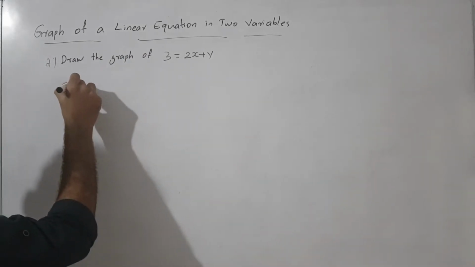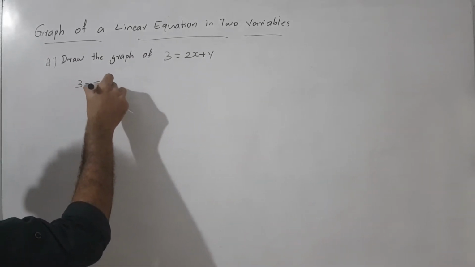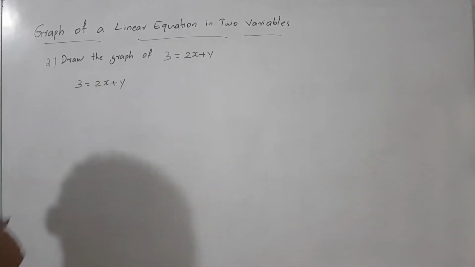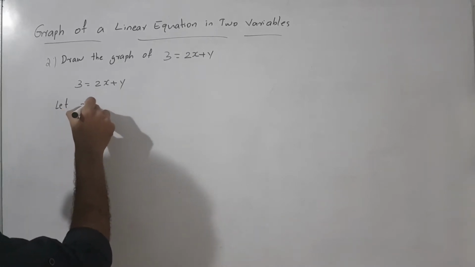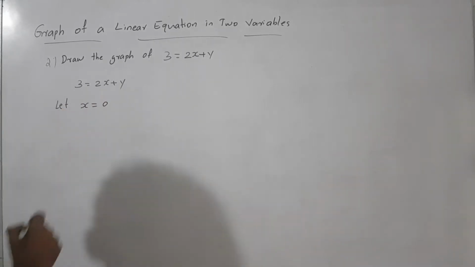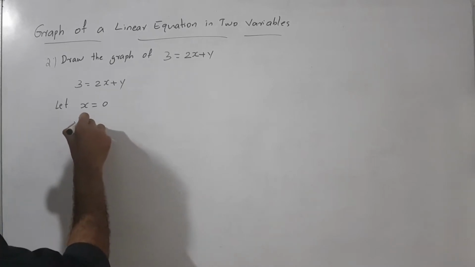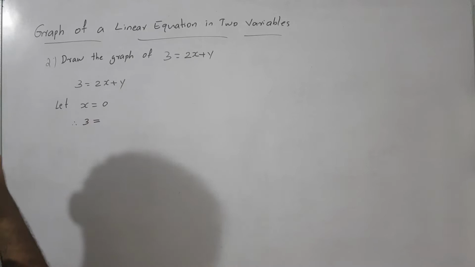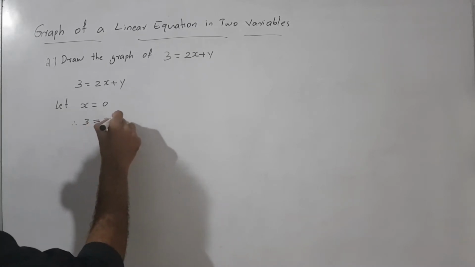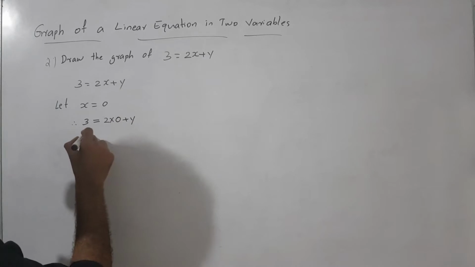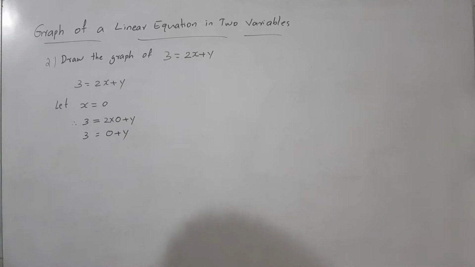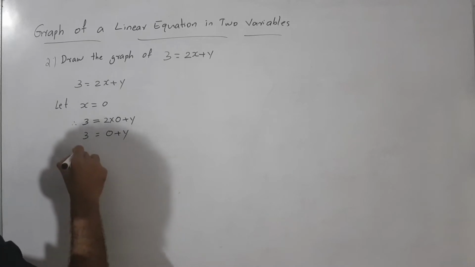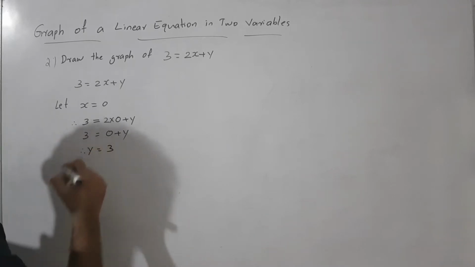We write 3 = 2x + y, then as usual we choose one value for x or y. Here I choose x = 0. Then what changes? Therefore 3 = 2 into 0 plus y. Then 3 = 0 + y, since 2 into 0 is 0. What is 0 plus y? It is y. y = 3.